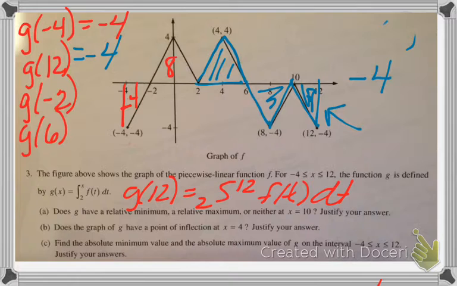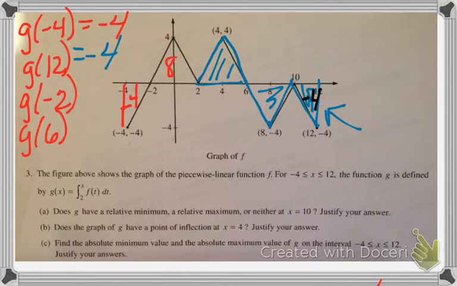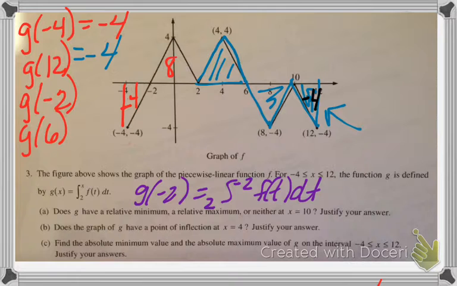So I'm just going to mark color. This piece over here was negative 4. All right, next let's do g of negative 2. So g of negative 2 will be the integral from 2 to negative 2. But we can't have the bigger number on the bottom, so we're going to flip it and put a negative in the front.